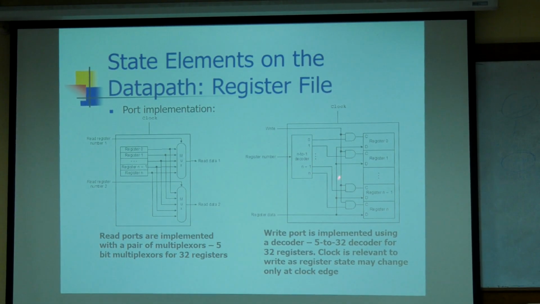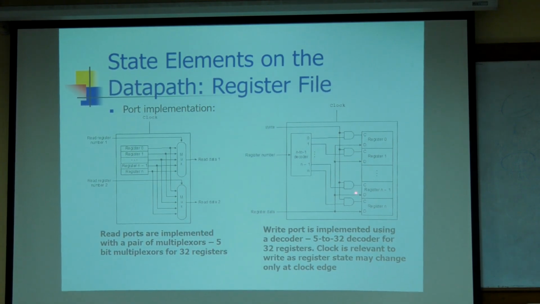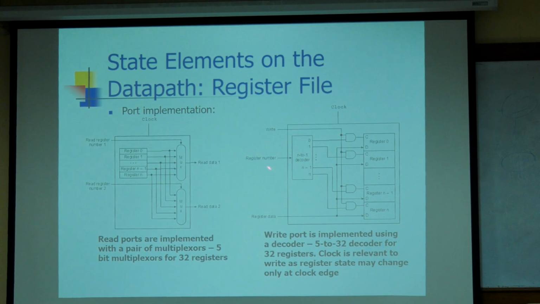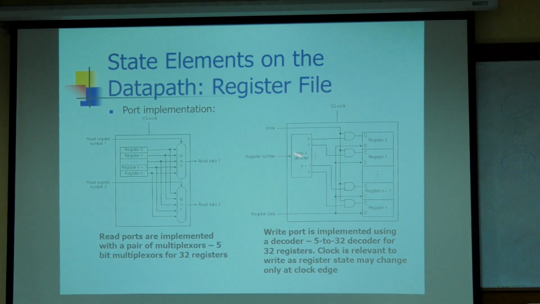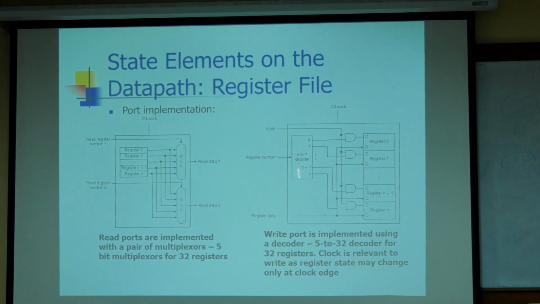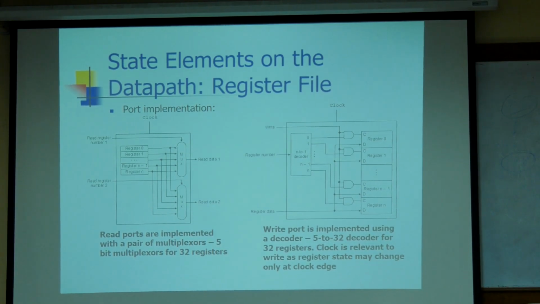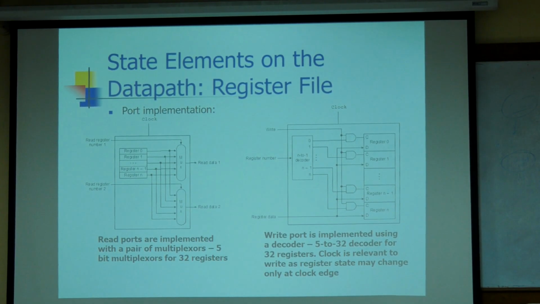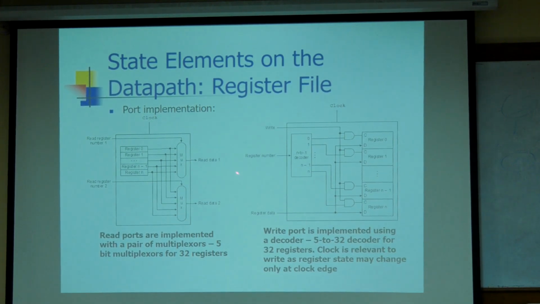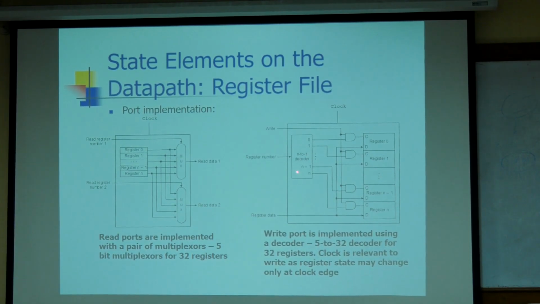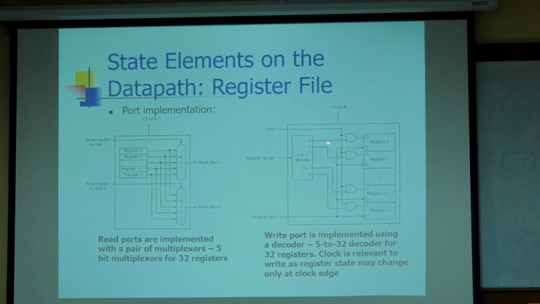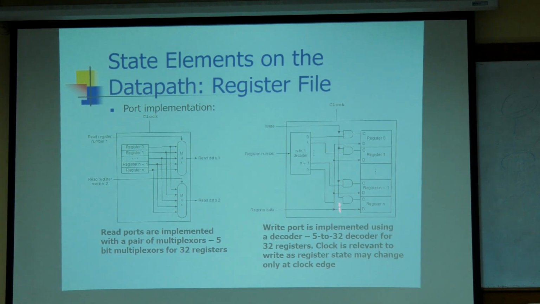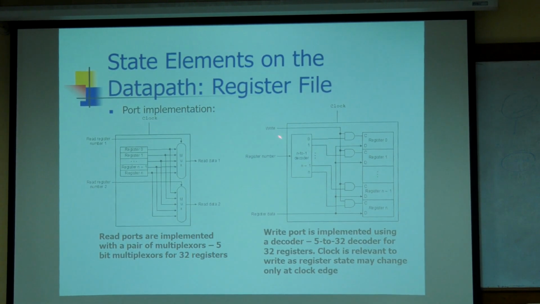Then for write port creation, we have to select one of the registers to write. For that, this is the register number, and it goes to a 5 to 32 decoder. Like a 4 to 16 decoder or a 3 to 8 decoder, similarly we have to use a 5 to 32 decoder: 5 inputs, 32 outputs. Based on these 5 input bits, one of the decoder outputs is going to be 1. That one output is connected through an AND gate, whose inputs are the decoder output and the write signal.